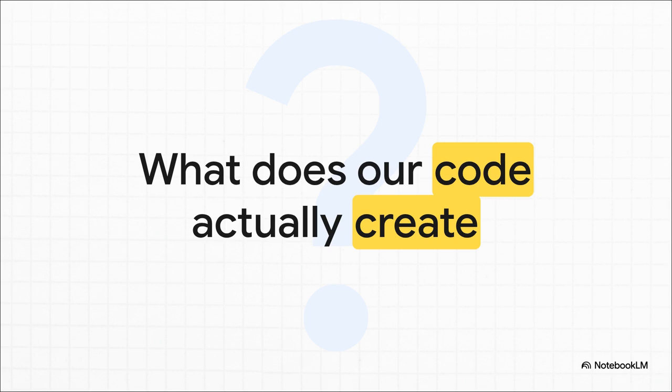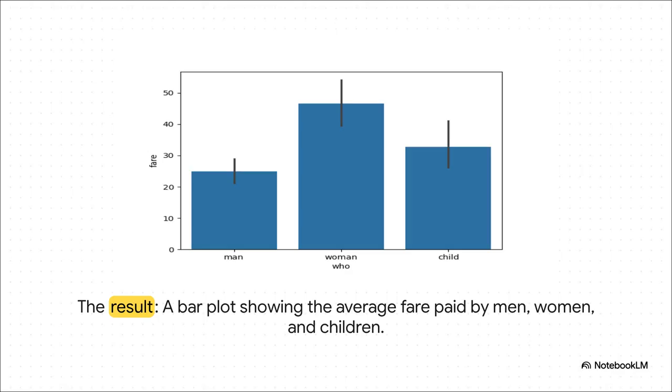So after all that, what do we actually get? What does this code make? And here it is. All that code, all those lines of text, they boil down to this one single chart.